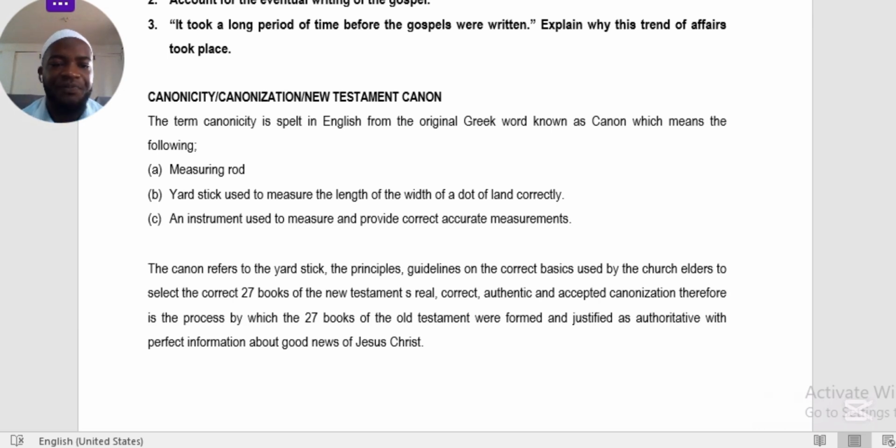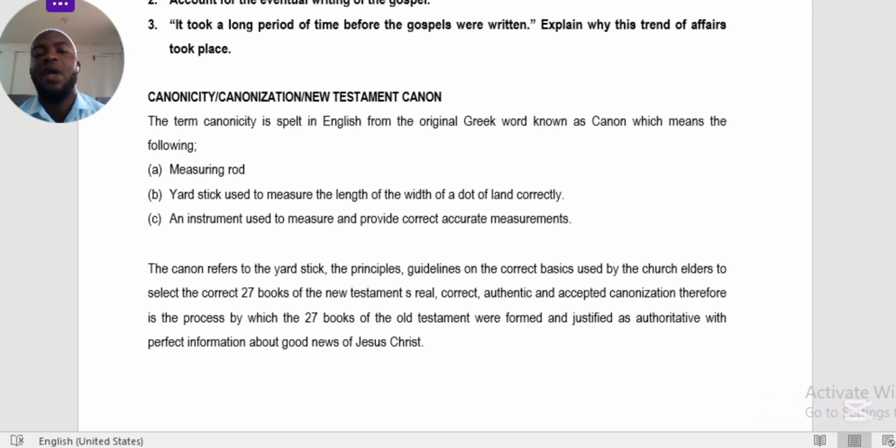And here we say the term canon refers to the yardstick, the principles, the guidelines, the criteria, the factors they looked at on the correction basis used by the church elders to select the 27 books of the New Testament. During the selection, remember, we had almost 66 books in the Old Testament.